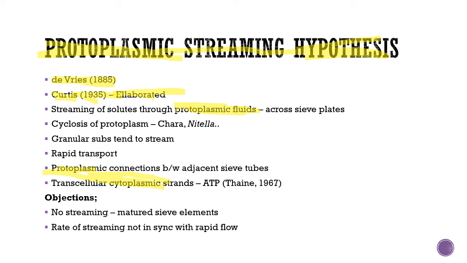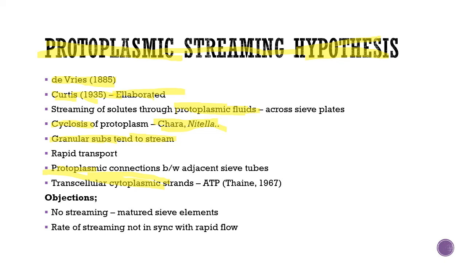Also, a circular movement of living protoplasm has been observed. Such a circular movement, which can also be termed as cyclosis of protoplasm, has been observed in different plant cells such as Chara, Nitella, and also in the staminal hairs of Tradescantia. And it has also been observed that the granular substance tends to stream in living cells. So it is also another evidence for the protoplasmic streaming hypothesis. Again, this principle of streaming provides more rapidness than that of the diffusion hypothesis.